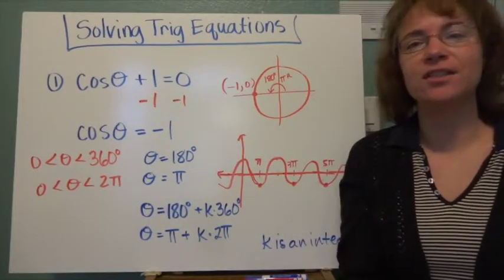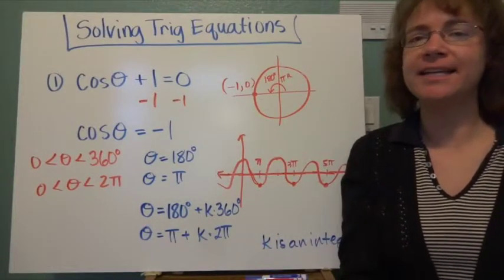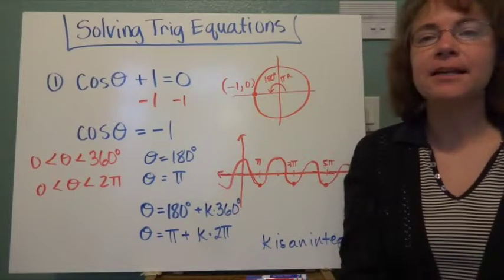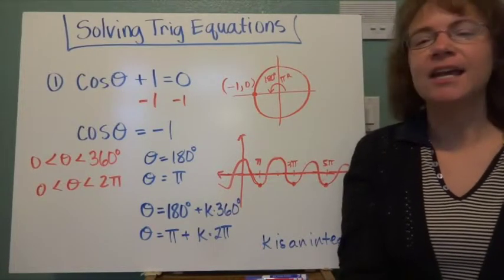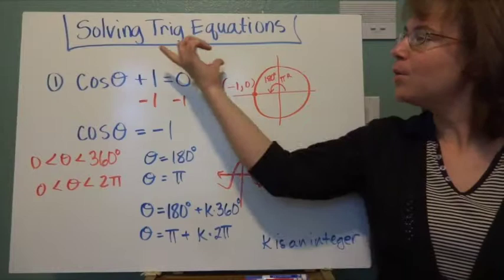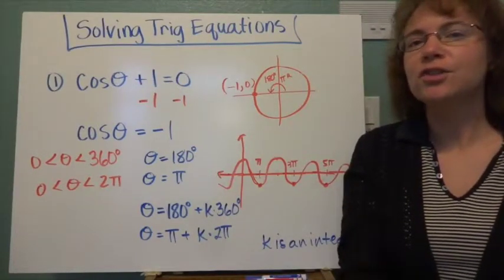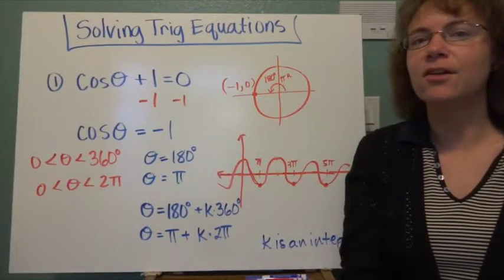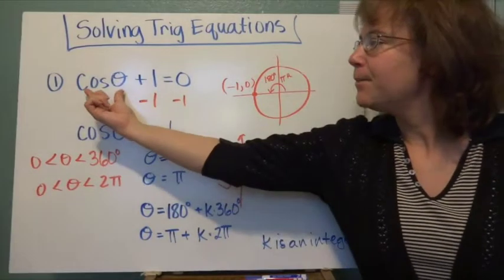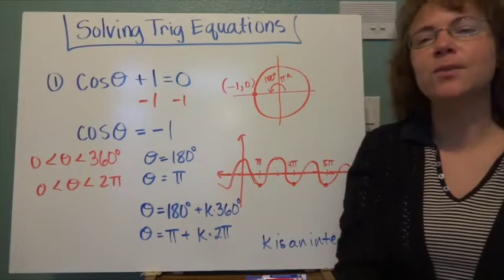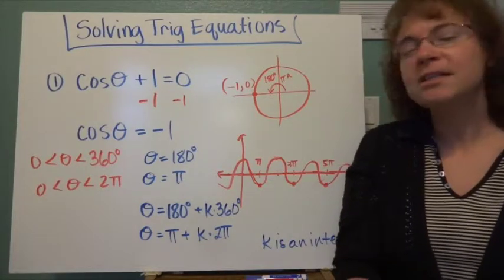Solving trig equations. So we've looked at trigonometric identities and we've manipulated them and looked at expressions and verifying them. Now we're going to use what we know to solve trig equations. So when we're solving for a trig value, an angle value, for example, I have cosine of theta plus 1 equals 0.